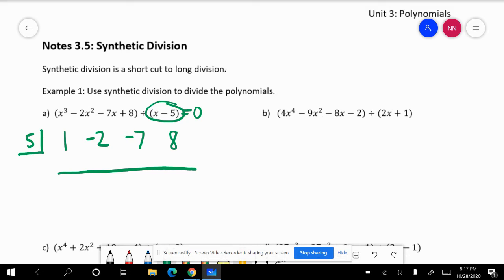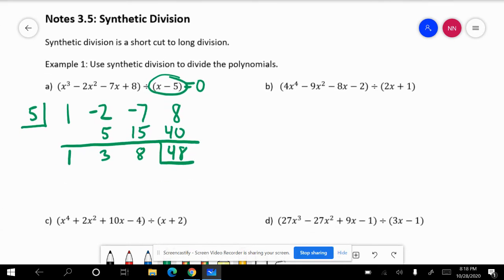Now, our first step for synthetic division is to bring the first number down. Then we go 5 times 1, which is 5. We add them. We get 3. 5 times 3 is 15. Negative 7 plus 15 is 8. 5 times 8 is 40. So we get 48. This right here is our remainder.